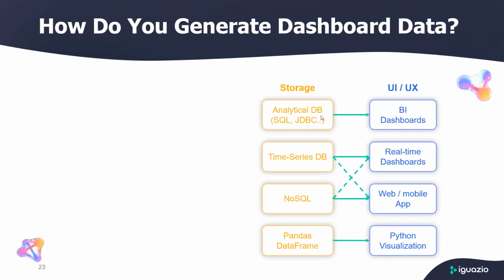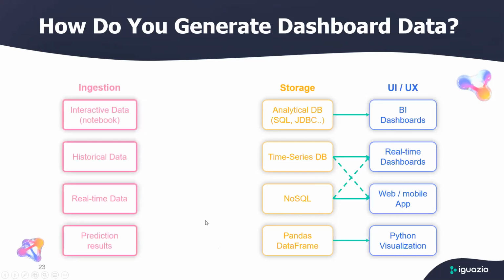So we need to understand that for every type of dashboard, there may also need to be a different type of storage or a way to store it. And then comes the question, how do we get data into that storage? Because data could come from different sources. It could be interactive data. In our notebook, we're creating a data frame, we're manipulating it, and we have a new data frame, and then we want to visualize it.